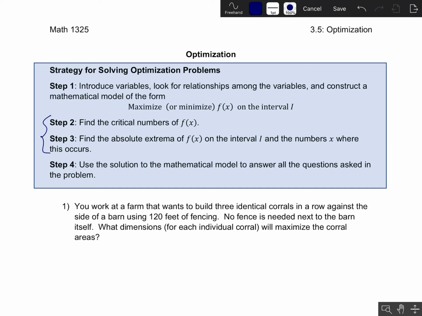So they say that you want to find the critical numbers of f, so that's just finding the critical points, and then step 3 says that you want to find the absolute extrema of f. I'll talk a little bit more about that in a bit, but this just means that you might have several local extrema.